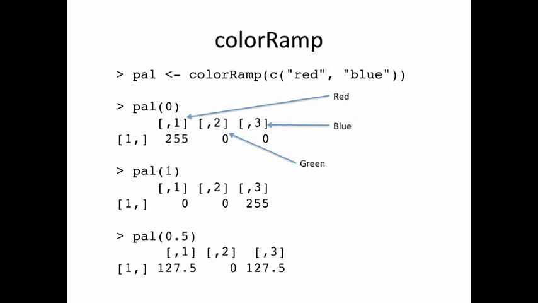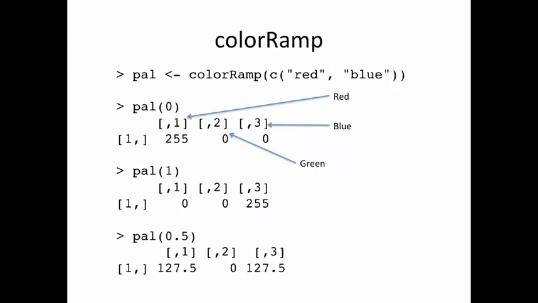I get a little matrix here with one row and three columns. The three columns represent the colors red, green, and blue. In the first column, I've got 255, which is the maximum value that I can have for these colors. The numbers that you can specify go between 0 and 255, so there are 256 total numbers that you can specify for each color. When pal is given the argument 0, what it gives me back is red, because that's one end of the color spectrum that I've specified in my palette, the other end being blue, of course. So I've got the maximum value for red, 0 for green, and 0 for blue. So that color is red.